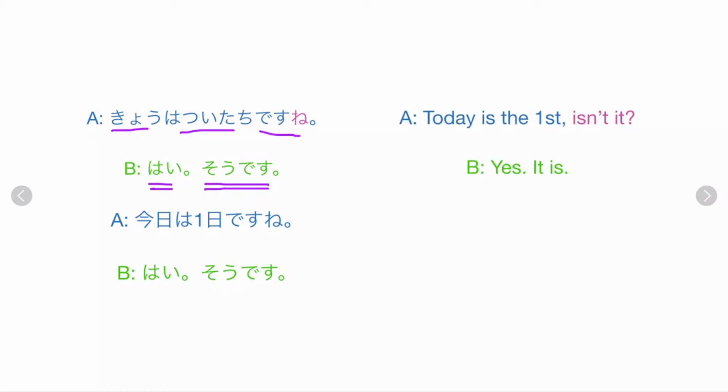So today is the first, isn't it? It becomes a question, but it's not really a question. The isn't it is just getting confirmation. But really you're just saying, yeah, today is the first, and then you're just making sure with this, isn't it? That's what ne is doing at the end.